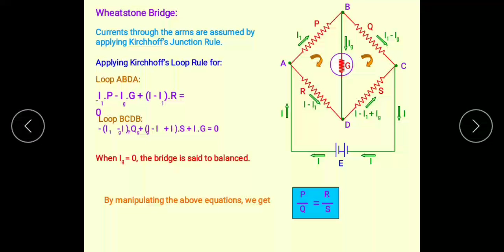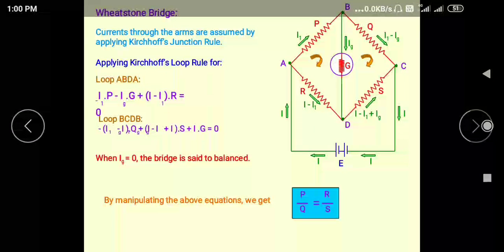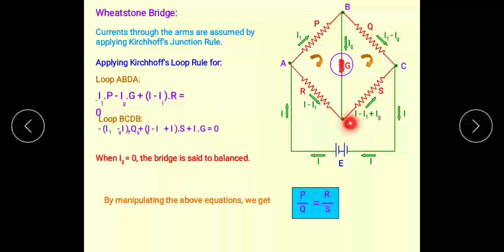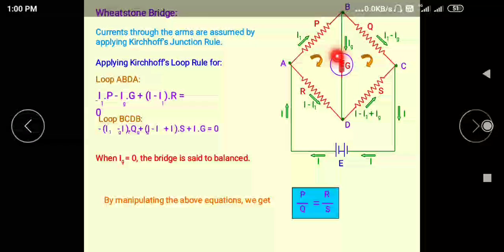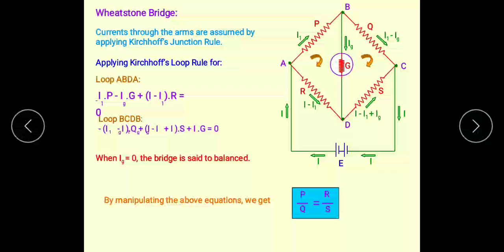Suppose at B the potential is 20, and at D the potential is 20. So there will be no potential difference between B and D because there is equal potential. We know that for flow of current we need potential difference. If there is no potential difference, then current cannot flow. So if B and D are both at the same potential, there will be no Ig current and no current flowing through the galvanometer.